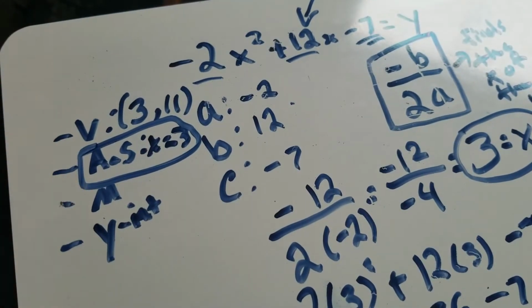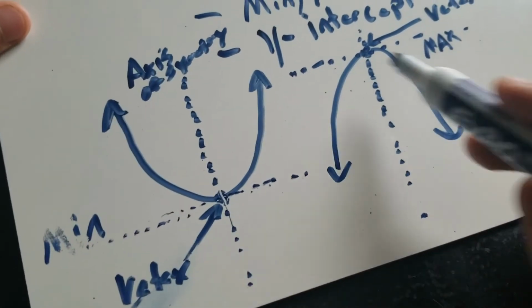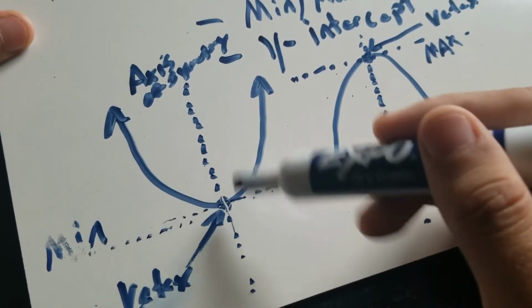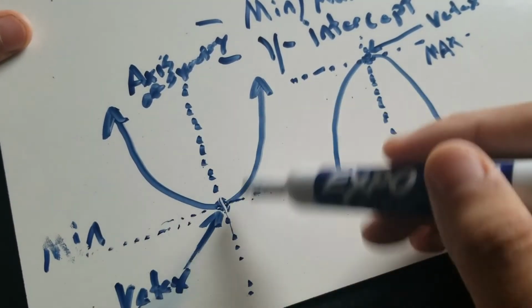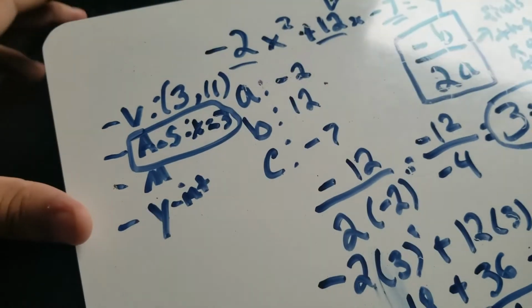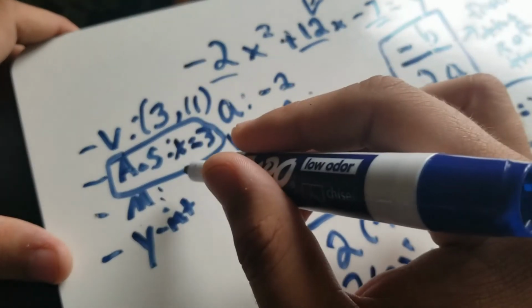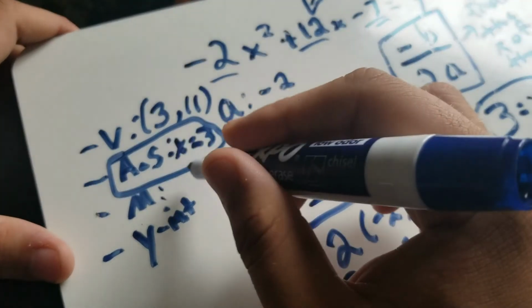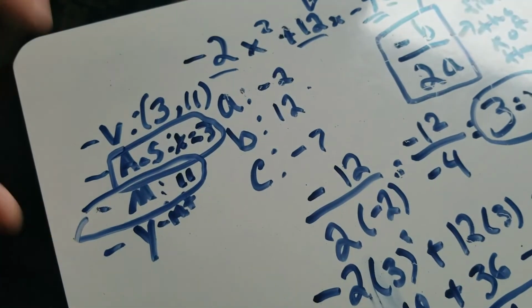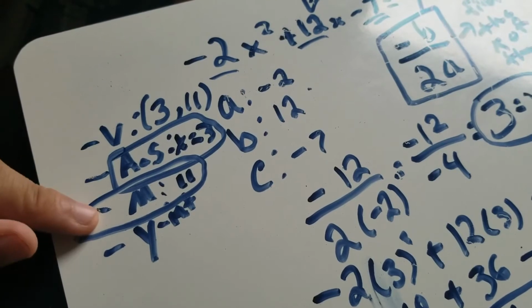Now let's find the max and min value. Flip back over. The min or max value is the y, how high up or down the parabola is at the vertex. So it's the y of the vertex. So the min or max value is 11. And that's the y of the vertex. So the axis of symmetry is always the x of the vertex. The min and max value is the y of the vertex.